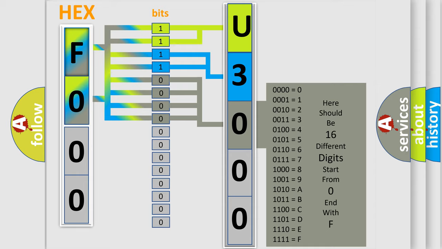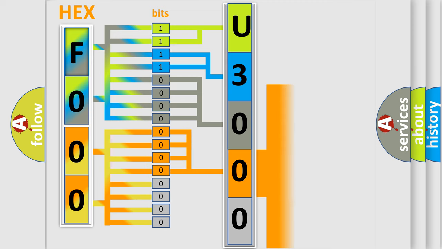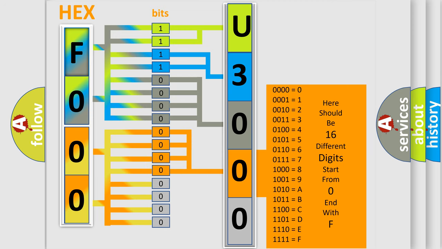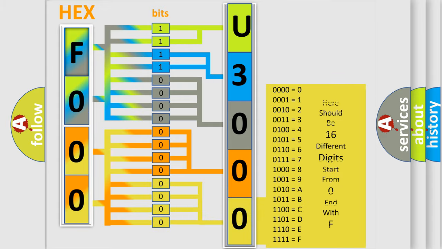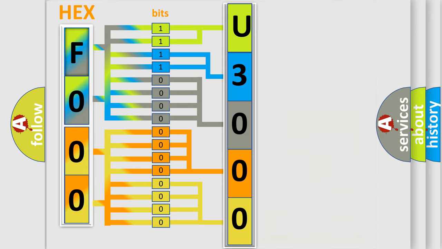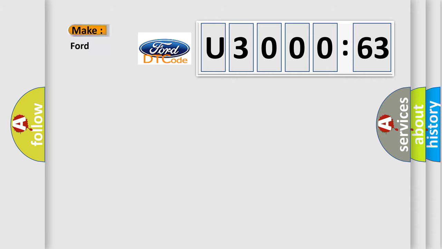The second byte is composed of a combination of 8 bits. The first 4 bits determine the fourth character of the code, and the combination of the last 4 bits defines the fifth character. A single byte conceals 256 possible combinations. We now know in what way the diagnostic tool translates the received information into a more comprehensible format. The number itself does not make sense to us if we cannot assign information to what it actually expresses. So, what does the Diagnostic Trouble Code U3000-63 interpret specifically for Infiniti car manufacturers?